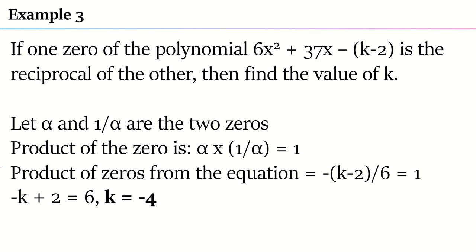Same as I told you, let alpha and 1 by alpha be the zeros. Product of the zeros is 1. And from the equation, the product of zeros from the equation, please note this entire thing is C. So it becomes minus k by 2 divided by the value of A, that is 6. That you are going to equate to 1, what you got from the earlier product of the zeros, alpha into 1 by alpha. Now rearranging and solving, you get the value of k is equal to minus 4.